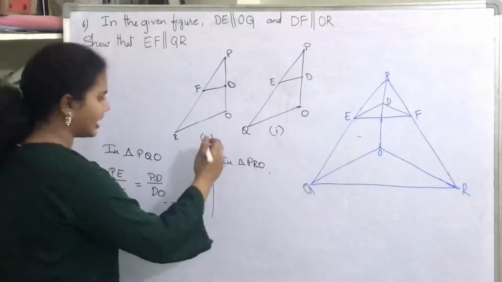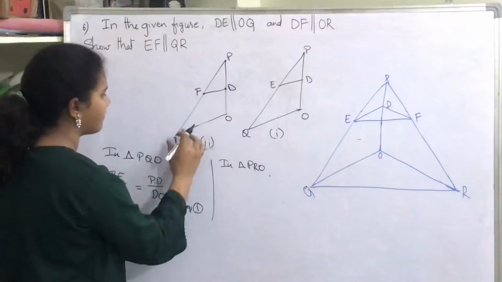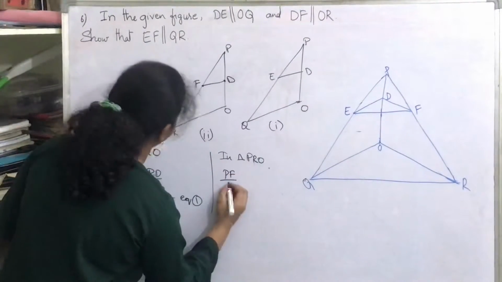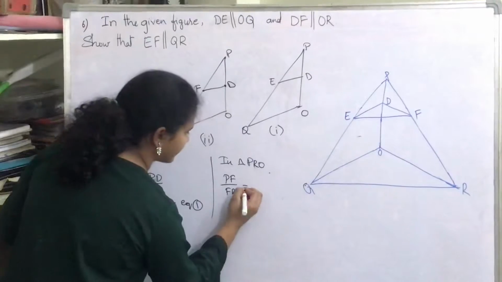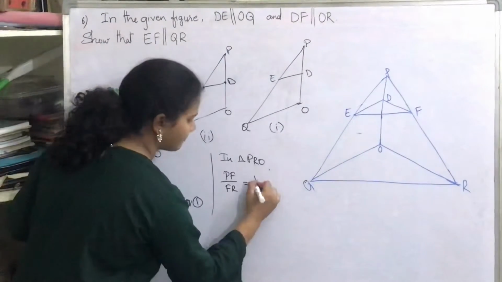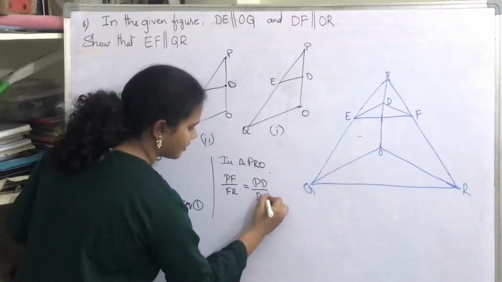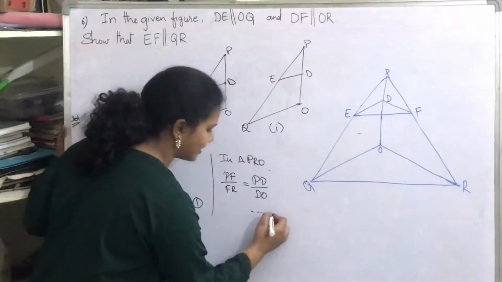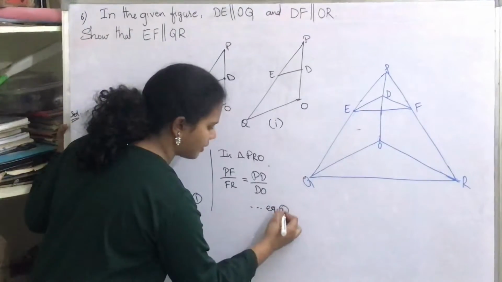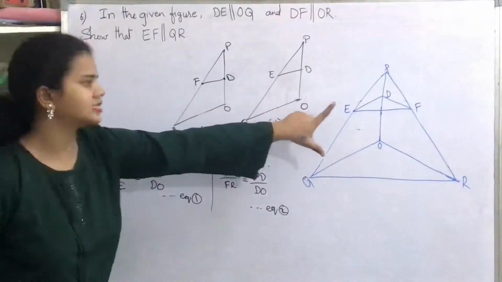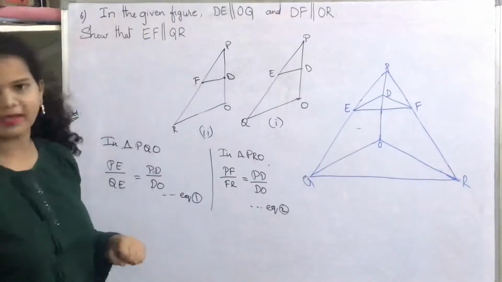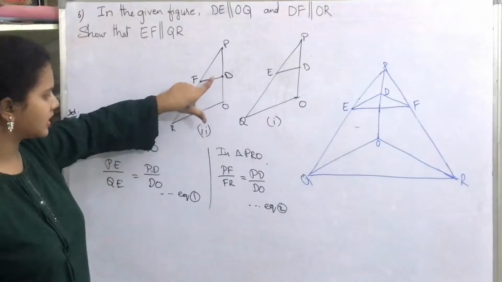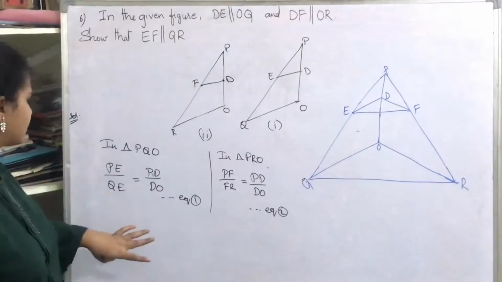So now just take PF by FR equals to PD by DO. Nothing but by using the basic proportionality theorem, I have written like this. Let this be equation number 2. I have just drawn this triangle over here, and I get PF by FR equals to PD by DO by the basic proportionality theorem.